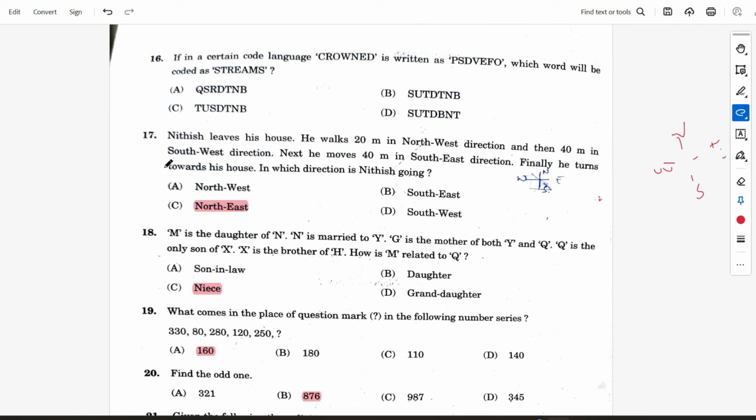The next question is of direction sense. This is northeast, because in direction sense we have four directions, right? North, south, east, and west. Let's assume the person is standing here, wait.